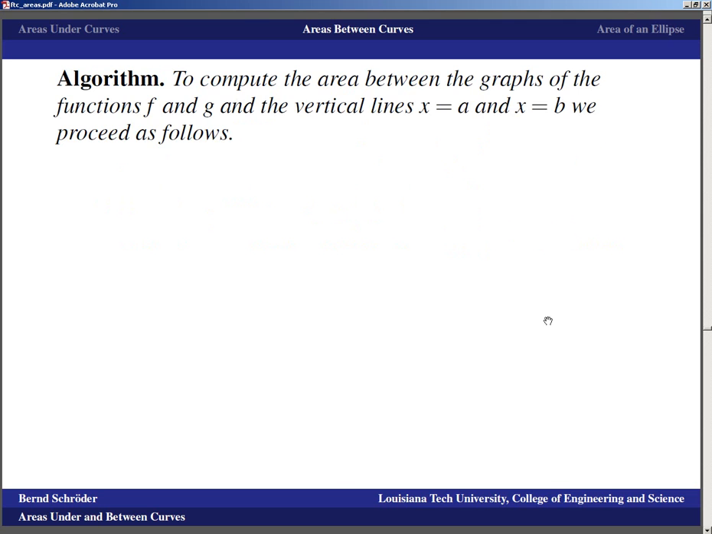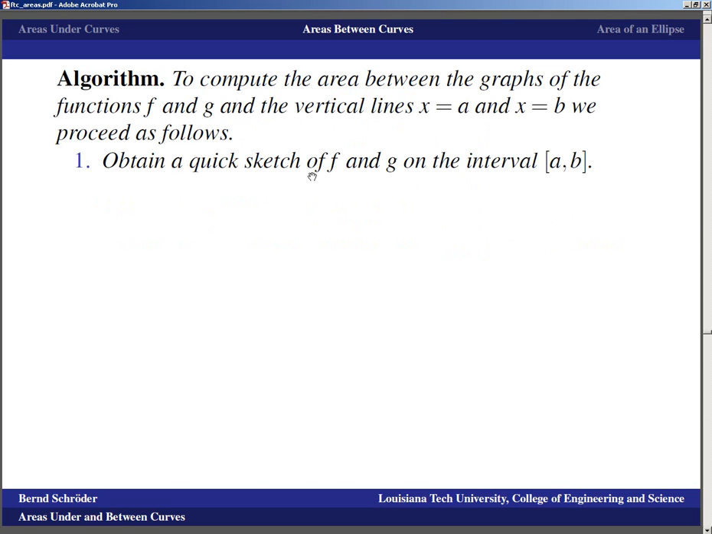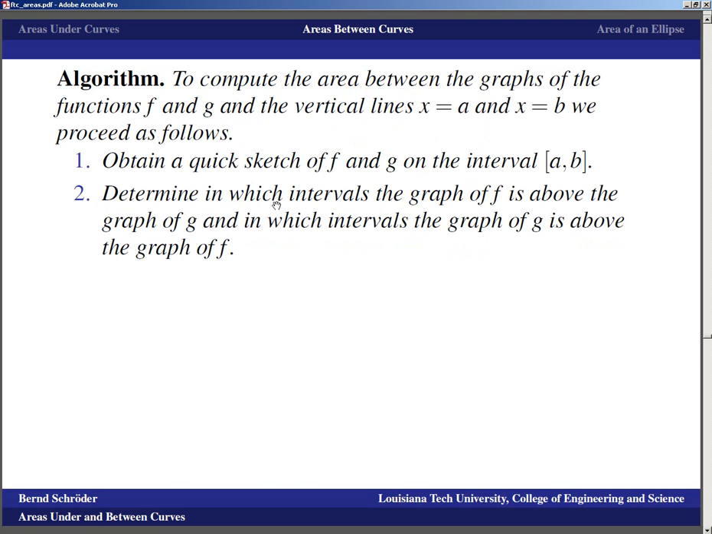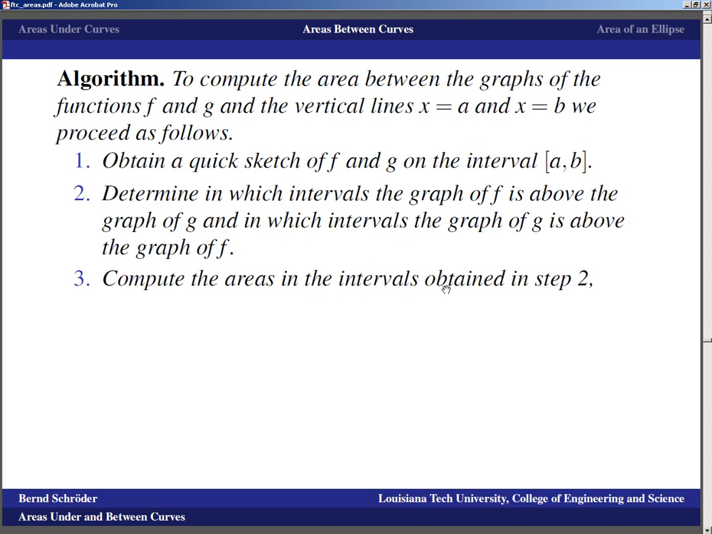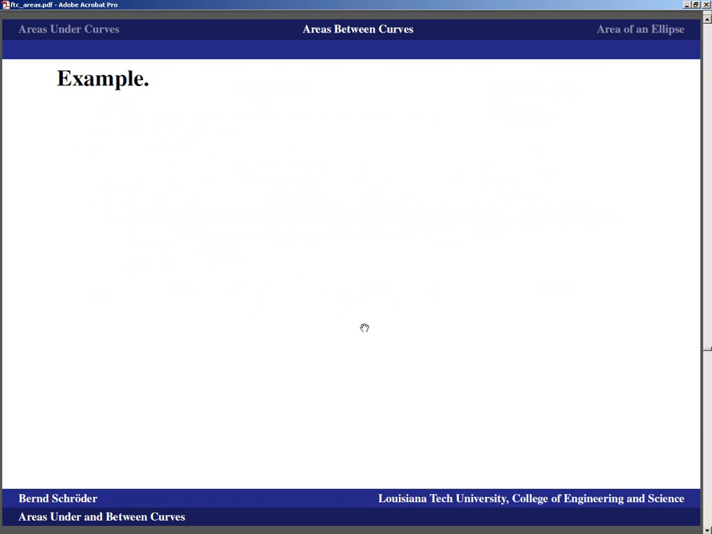And so the algorithm says exactly that. When we want to compute the area between the graphs of two functions and the vertical lines x equals a and x equals b, here's what we do. We get a quick sketch of f and g. We figure out in which intervals the function f is above the function g and in which intervals the situation is reversed. We compute the areas in these intervals obtained in step 2, just like we did in the theorem just shown, and then we add up the areas, and we're done.